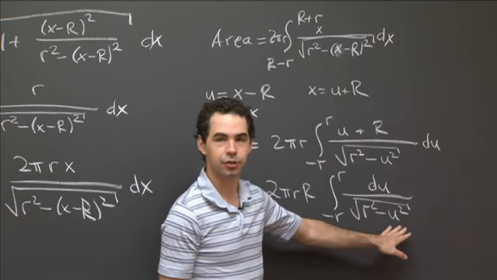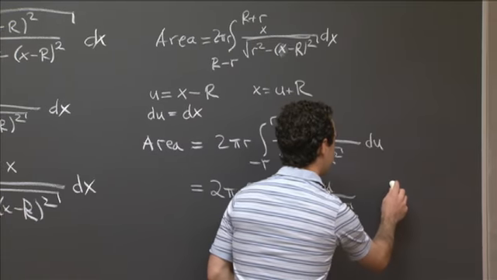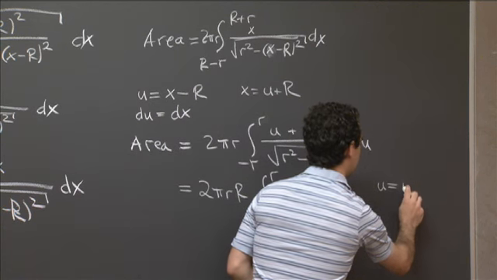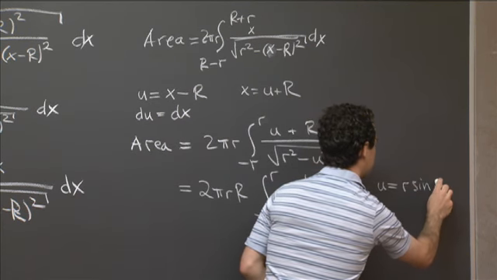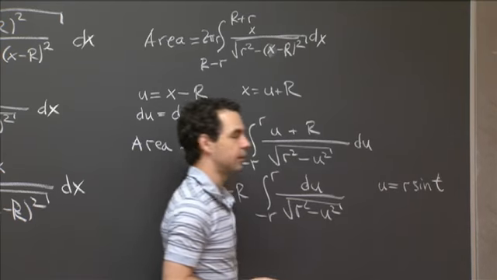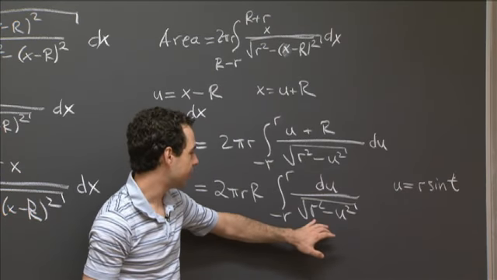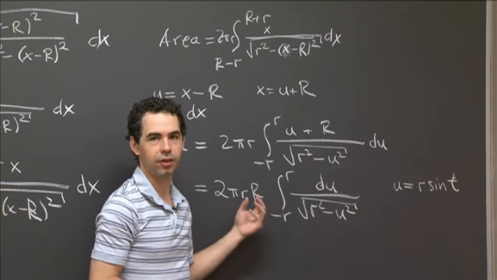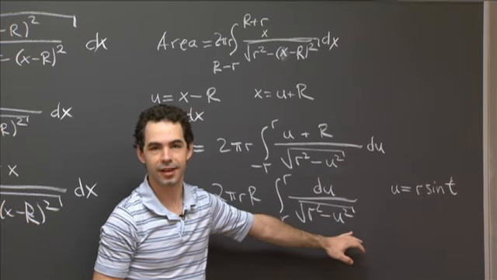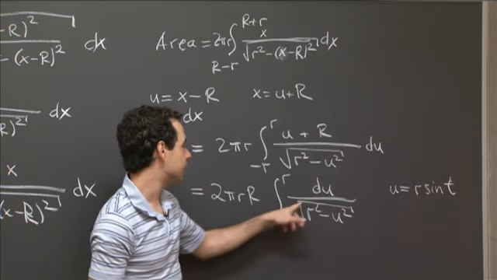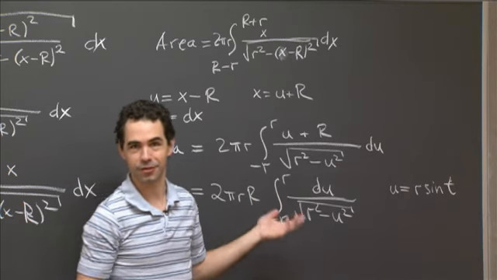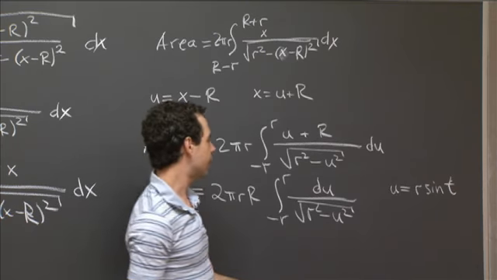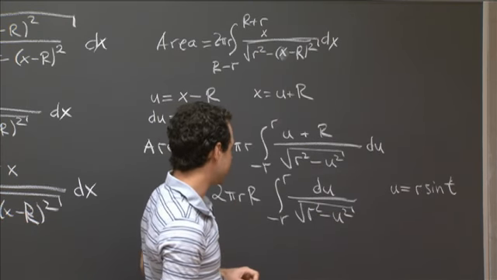The relevant trig substitution is to set u equal to r sine t. Why? Because then down here we'll have r squared minus r squared sine squared t, or if you factor out the r squared, that's just 1 minus sine squared t, which is cosine squared t, and then you take a square root and you're all good. Square root of cosine squared t. So we find this trig substitution: u equals r sine t.